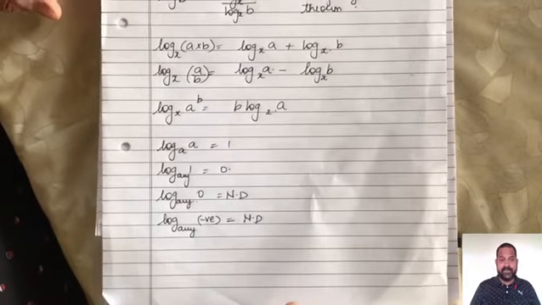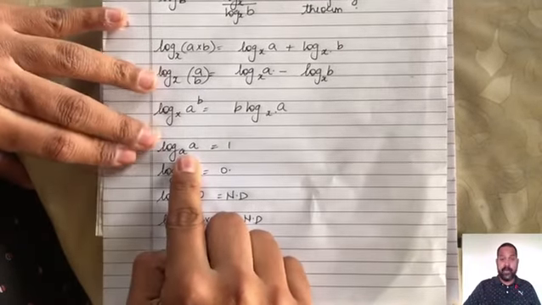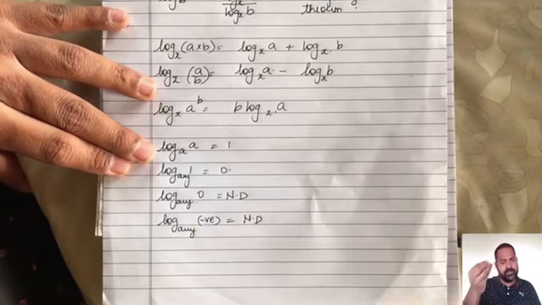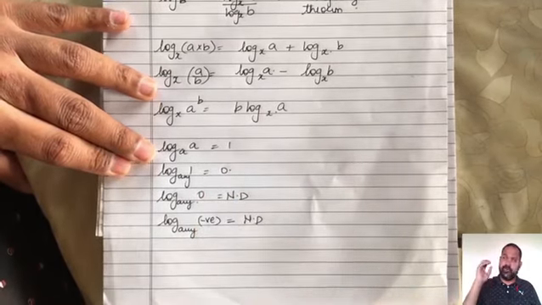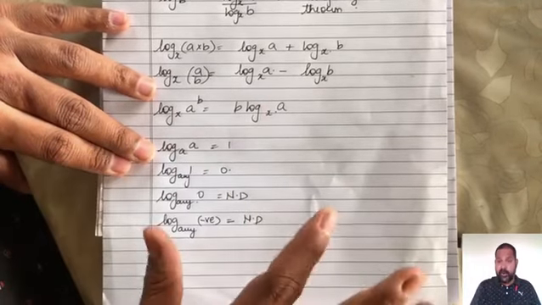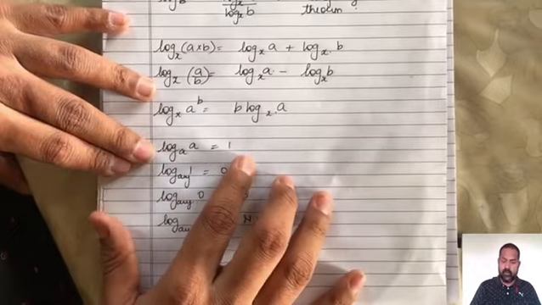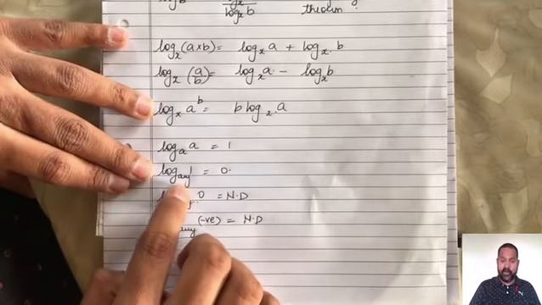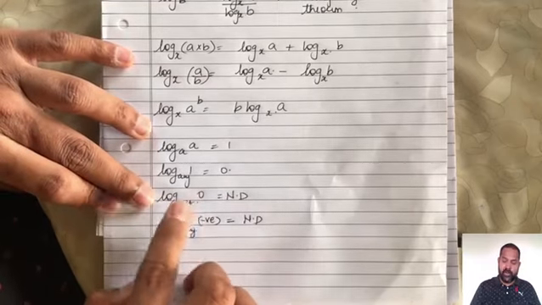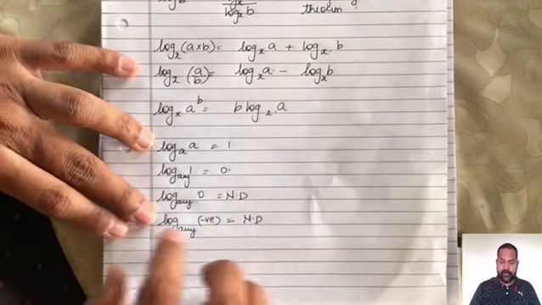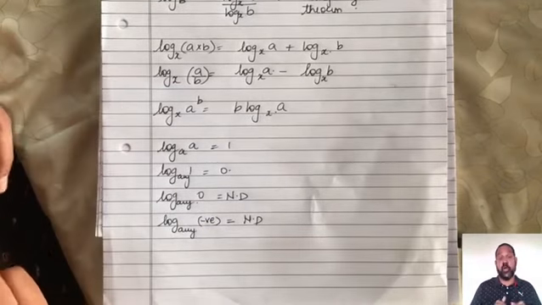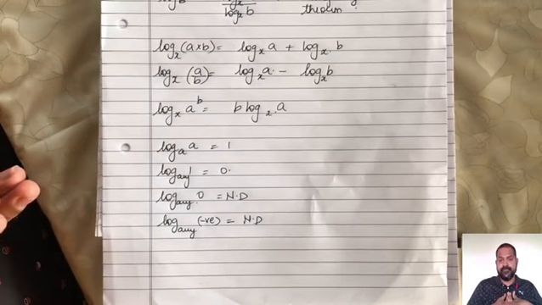A few standards: log of a number a to the same base is always 1, or log of any number to the same base is always 1. Log of 5 to the base 5, log of 7 to the base 7, log of 3.5 to the base 3.5 is always 1. Log of 1, no matter what the base is, is always 0. Log of 0, no matter what the base is, is not defined. And log of a negative value, no matter what the base is, is not defined in mathematics.